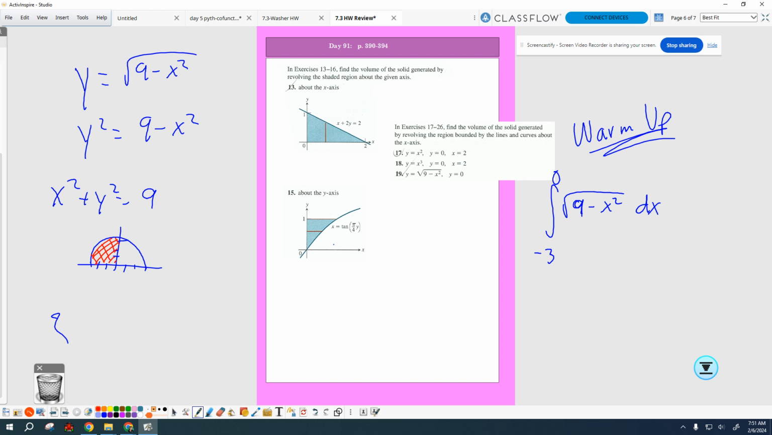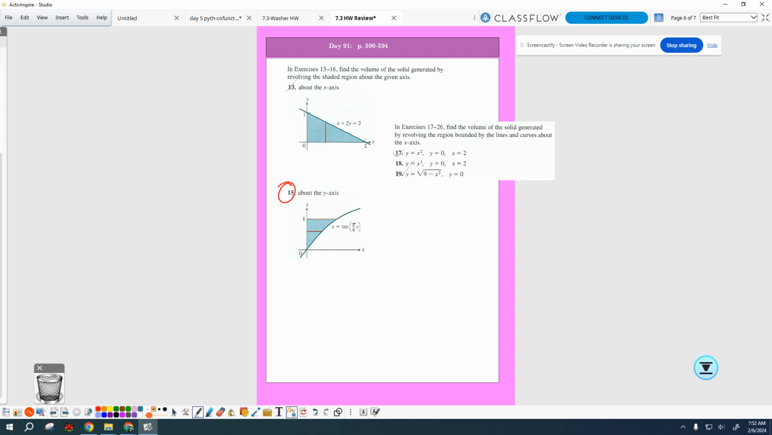So what's the area of that quarter of a circle? Pi r squared. Radius in this case is 3, and as Nick said, we want a quarter of it. Okay. So there's that.